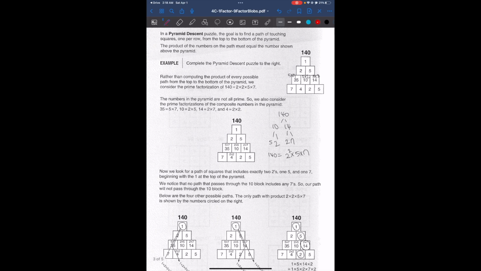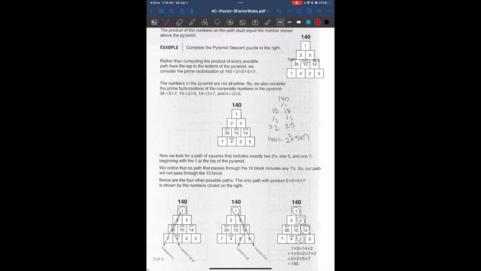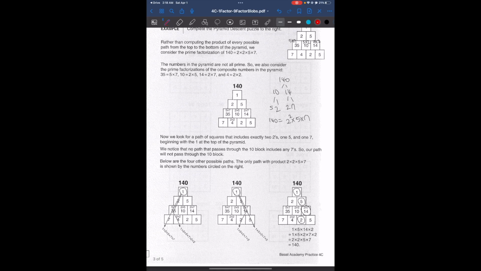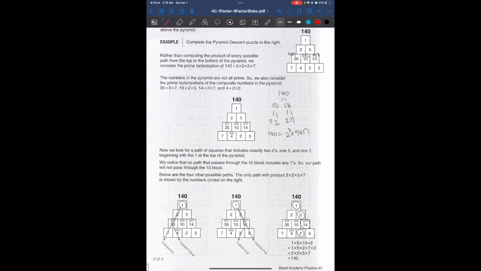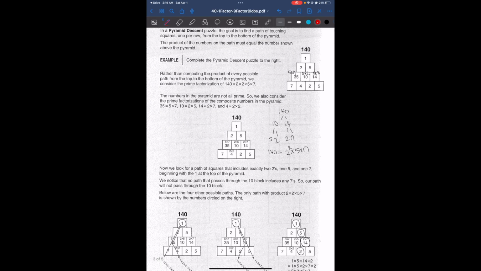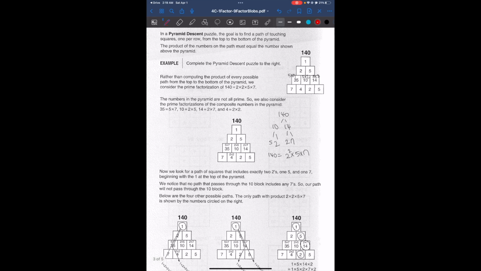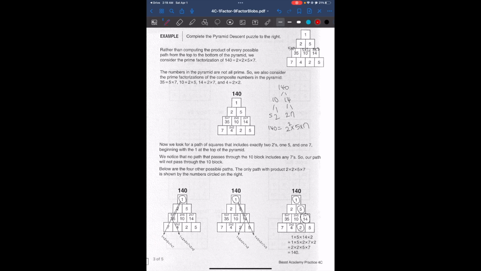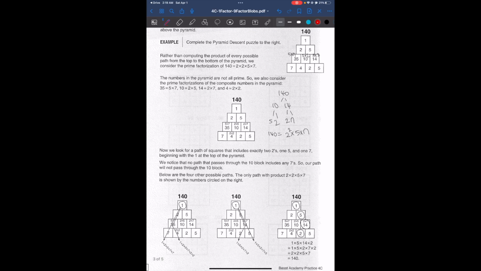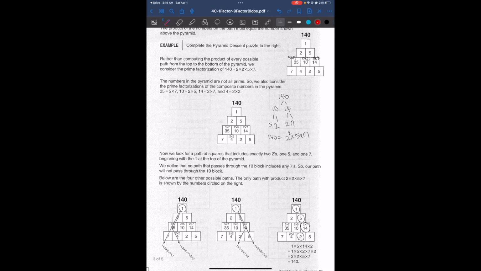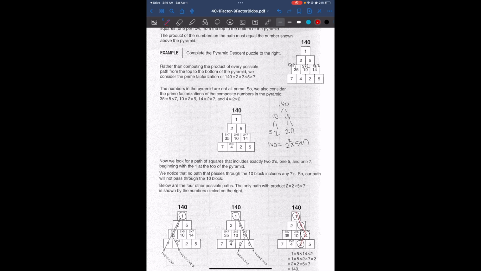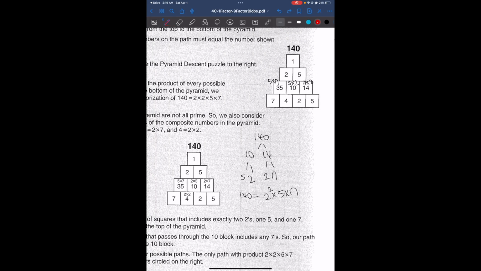And so a path would be... the goal is to find a path of touching squares from top to bottom. So it's probably going to look diagonal. Well, it doesn't have to look diagonal. It can also look like this. It just has to be touching from top to bottom. And so again, 1 never makes a difference because, as I said before, multiplying a number by 1 basically gives the number itself.